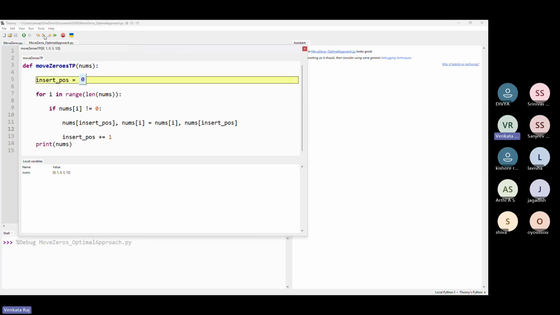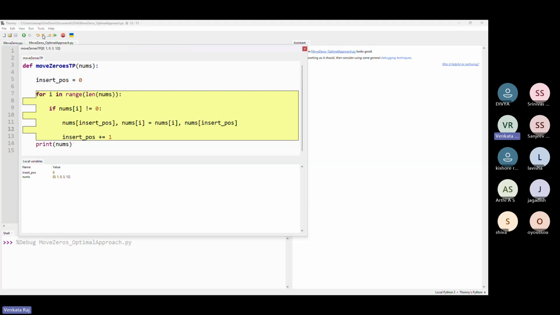So initially we have one pointer, the insert position, and here initially we are giving it the value 0, the 0th index. Then we have a for loop, traversing from 0 to n minus 1, to traverse all the elements in the array. And then we are checking each element, one after another, if it is 0 or not.